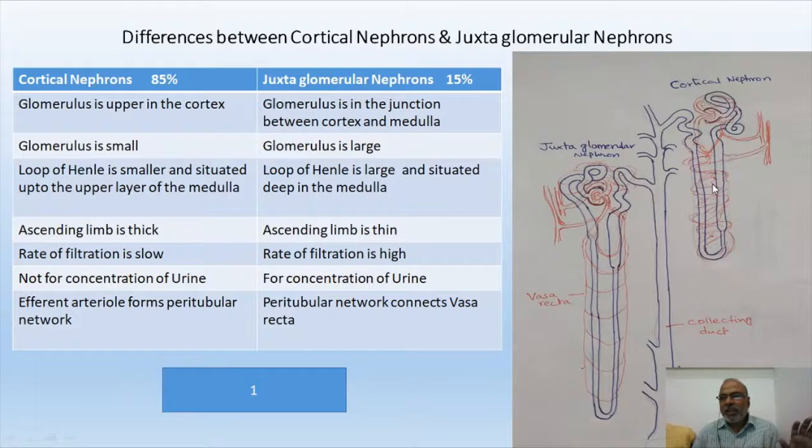Cortical nephrons are not meant for concentrating the urine. They are simply for reabsorption of more materials. Because the loop of Henle is not situated deeper in the medulla, there is no osmolarity gradient, so they are not for urine concentration. But juxtamedullary nephrons are mainly meant for urine concentration. In cortical nephrons, the efferent arteriole forms the peritubular network, which has a connection with the vasa recta. Okay, right.